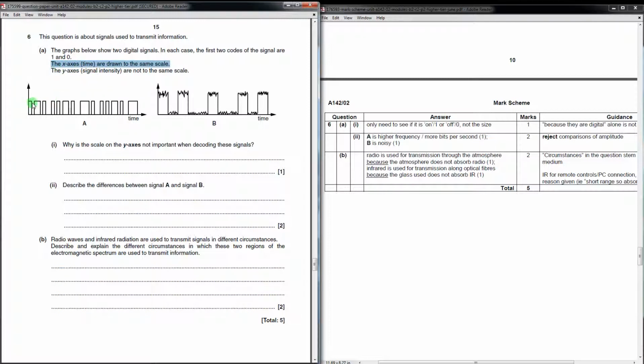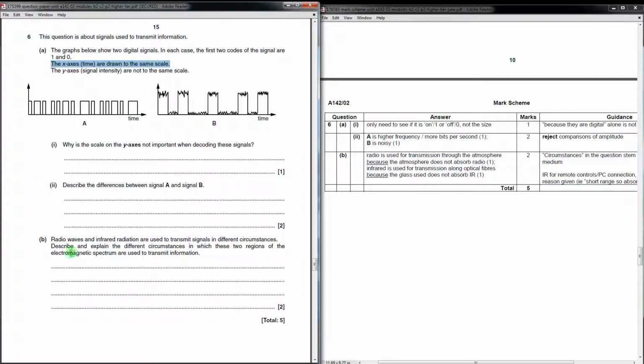And what you can see is that signal A is changing more frequently. In other words, the 1s and 0s are closer together in time on signal A. And what we say then is that it's got a higher frequency, or it's transmitting more bits per second. A bit, remember, is just a 0 or a 1. It's the name for the 0 or 1 that we use in binary code. So those are the 2 differences.